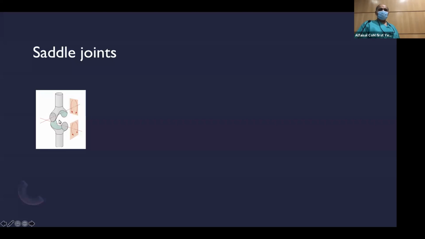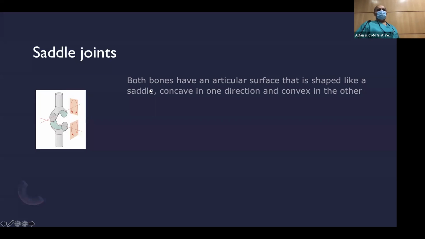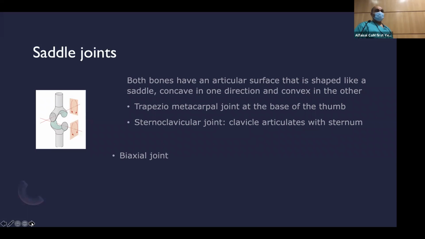So this is you who's sitting on that. So there is movement in multiple directions. So the bones have an articular surface that is shaped like a saddle. Concave or convex. Then biaxial.